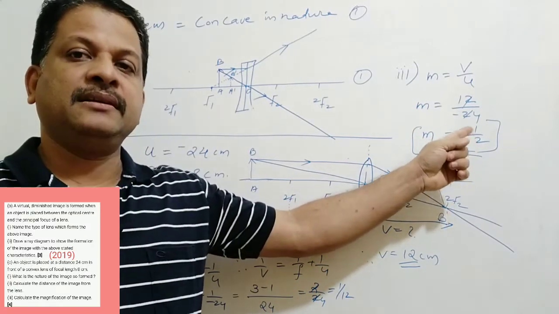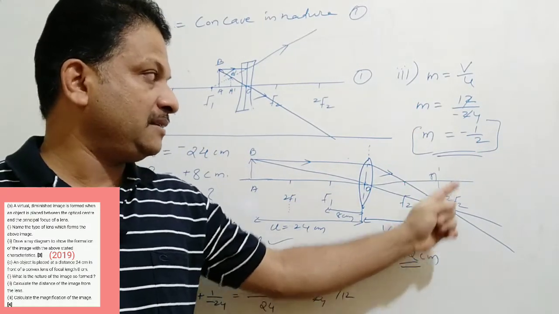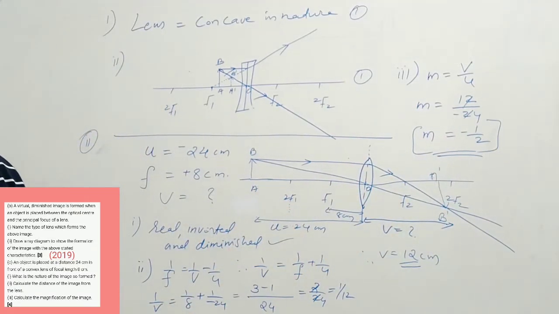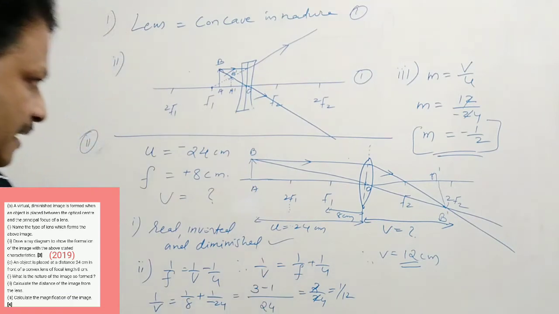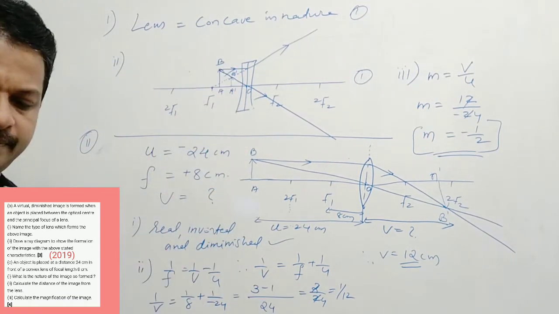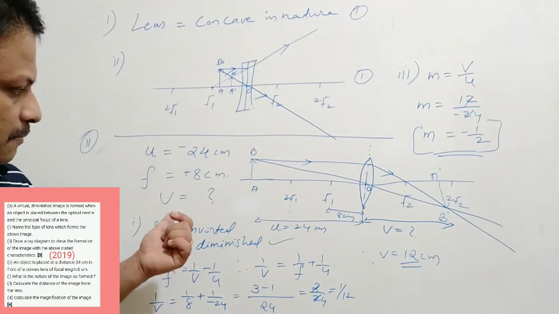It means that the size of the image is half of the size of the object. Alright? Okay. In case of a convex lens, steps are clear to you? All the steps? Please note down. Now let's start with year 2018 board questions.